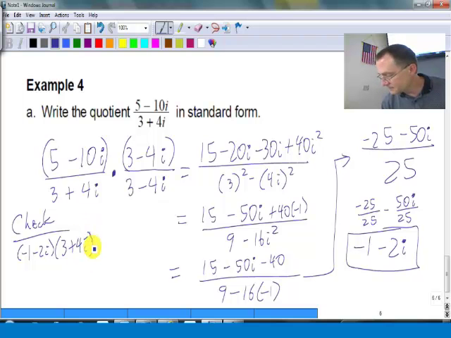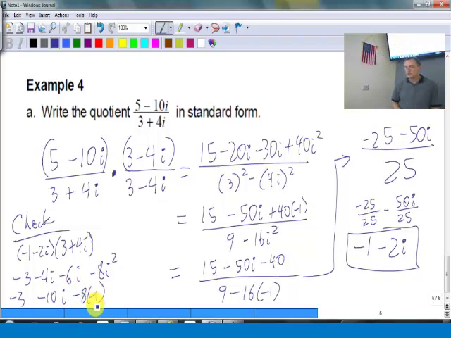That's negative 3 minus 4i minus 6i minus 8i squared. That's negative 3 minus 10i minus 8 times negative 1. Do you believe that's equal to 5 minus 10i? Negative 3 plus 8 is 5, minus 10i. Yeah, that does equal 5 minus 10i. So it checks out nicely.